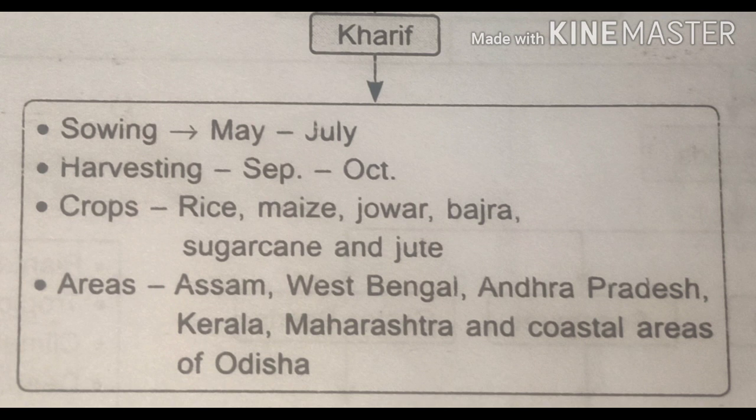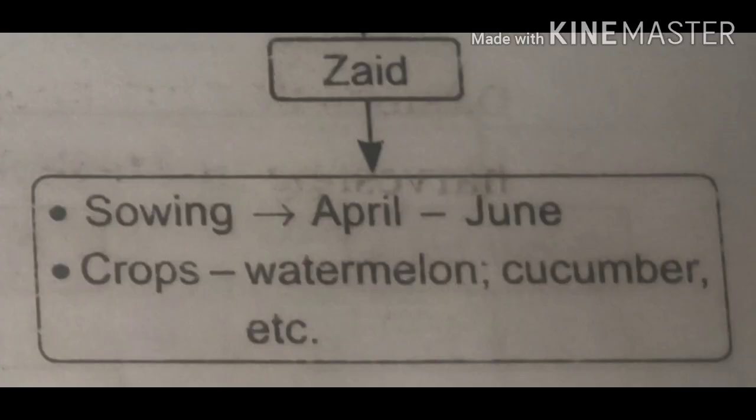Kharif crops are grown with the onset of monsoon. The sowing season is between May to July. The harvesting season is from September to October. The major Kharif crops are rice, maize, jowar and bajra. The areas where the Kharif crops can be seen are Assam, West Bengal and Andhra Pradesh.